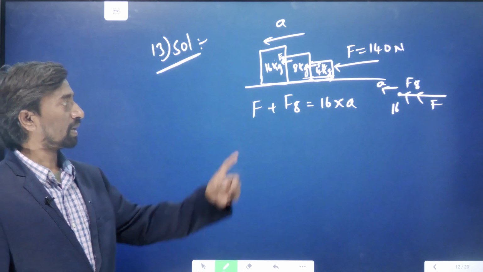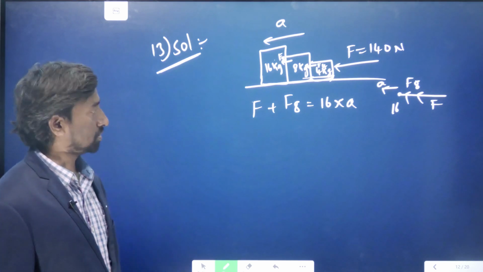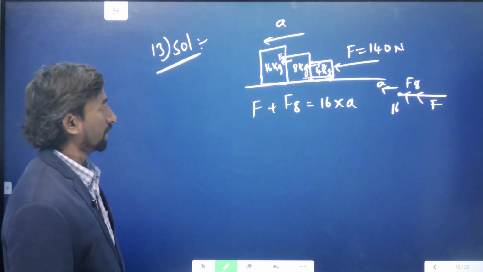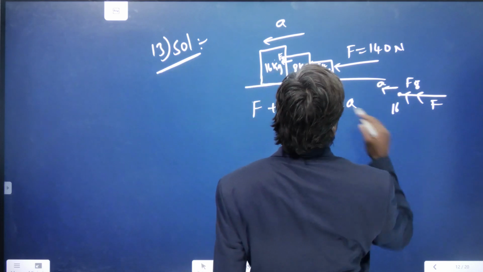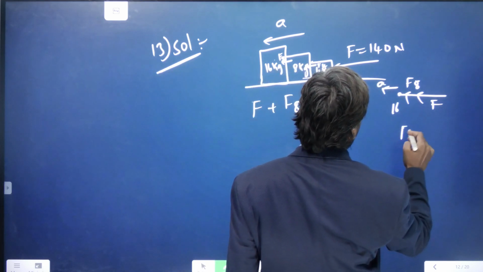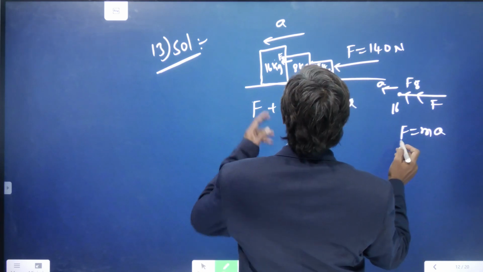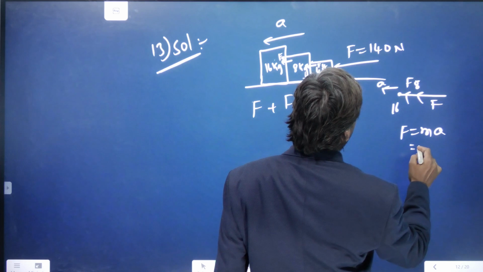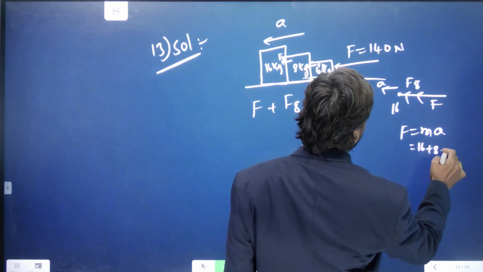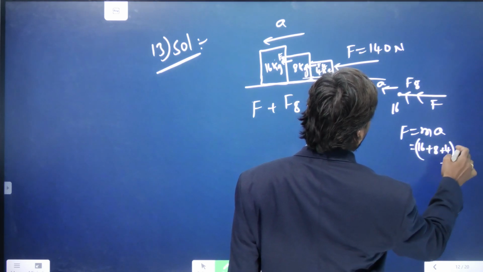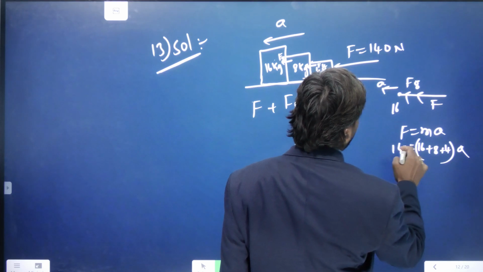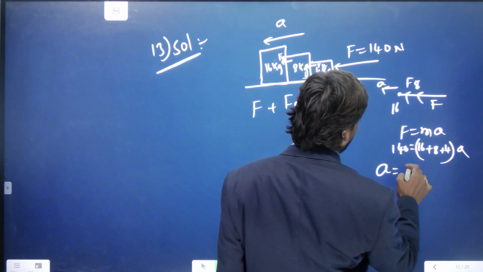So how do we find the acceleration? If we find the acceleration, we will get to know. The total force is acting on the block, so F is equal to M into A. There are 3 masses, so 16 plus 8 plus 4 into A, and this is 140. Then how much is A?